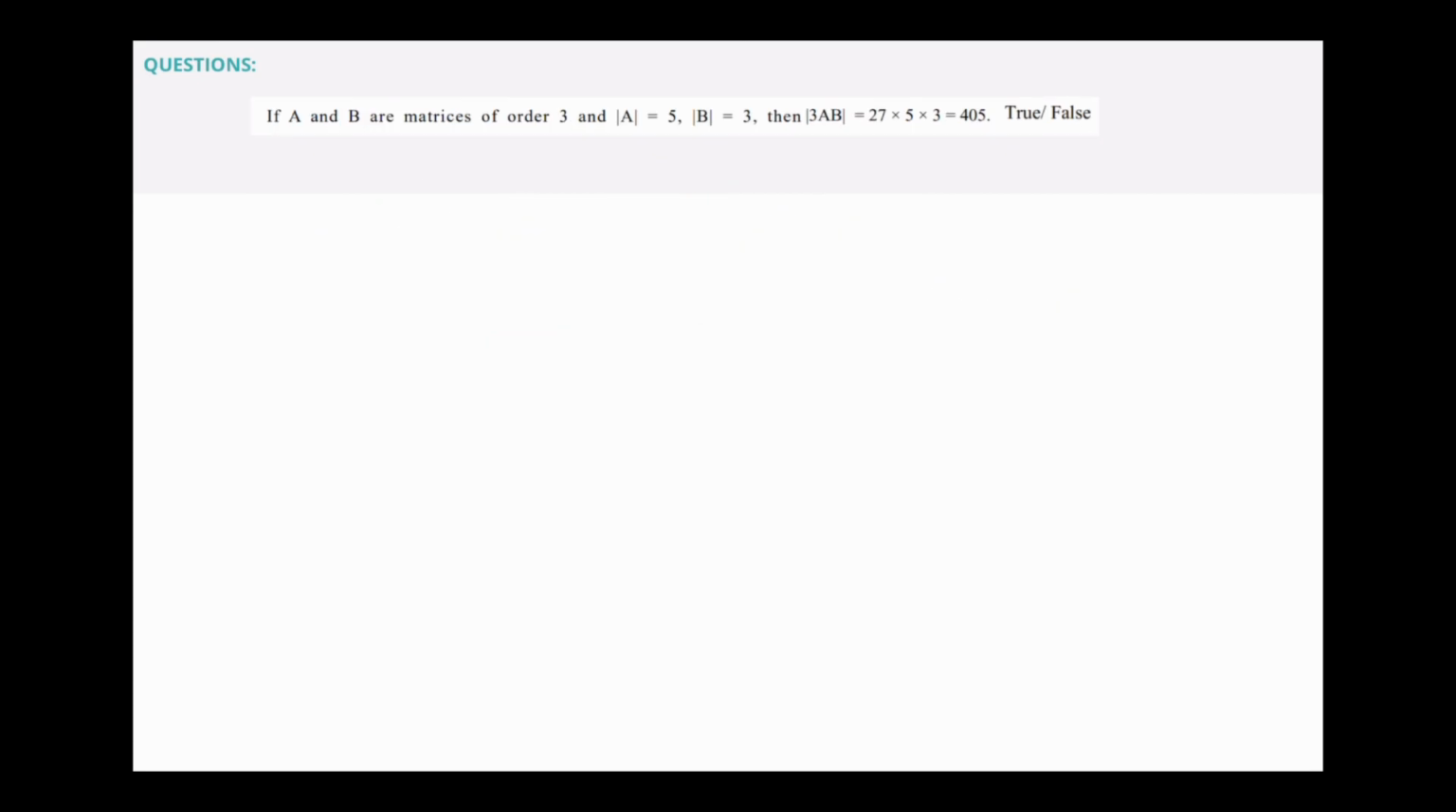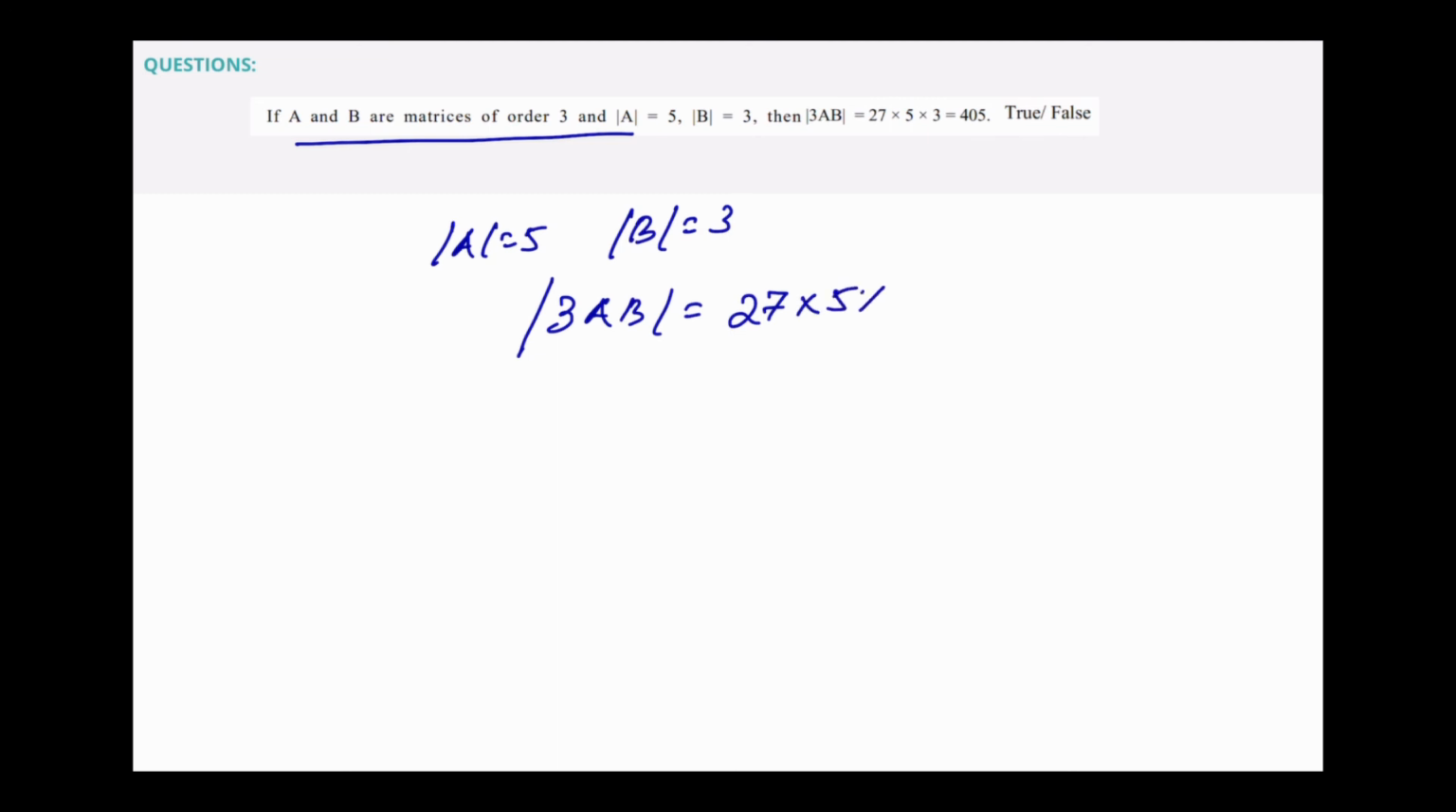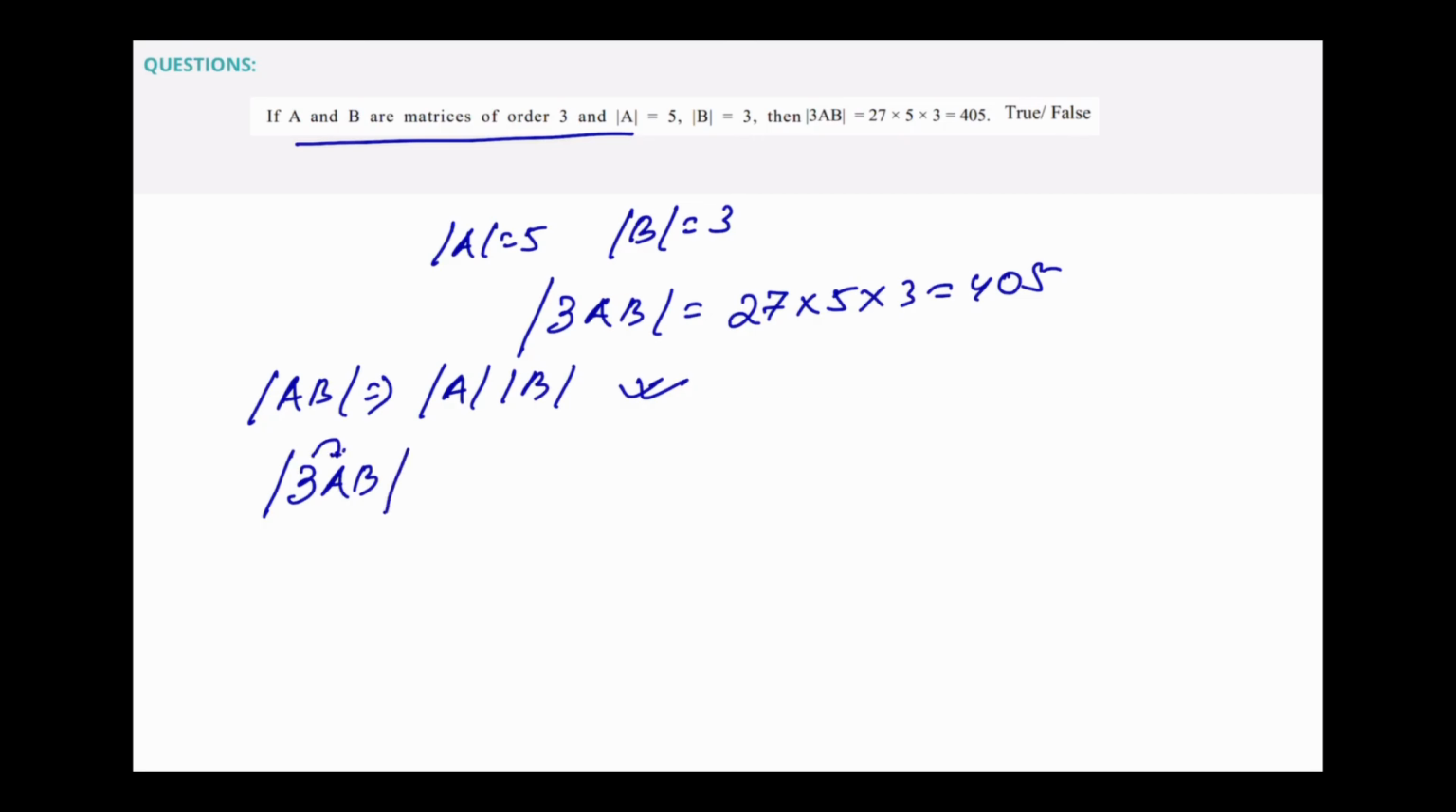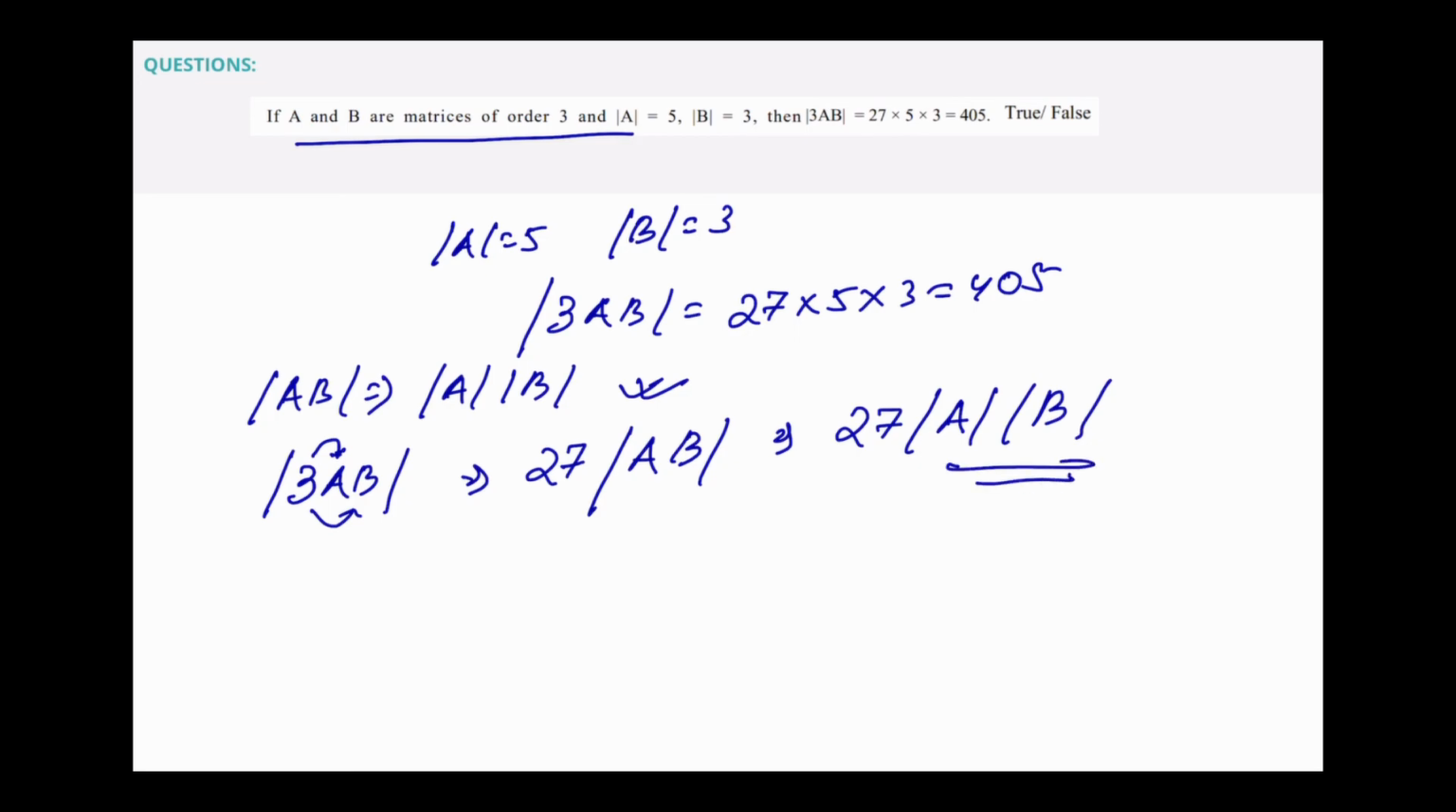Now in this question, a very simple one, A and B matrices are of order 3. Det of A is equal to 5, det of B is equal to 3, and they have given det of 3AB is equal to 27 into 5 into 3, and that is equal to 405. They're asking whether it is correct or not. So we know det AB is very simple. We can just take it out: det A into det B. That is pretty correct. But the moment we have 3 of AB, it means that inside the determinant, this 3 is multiplied to the matrix AB. So it will come outside as 27 of det AB, and that det AB can be written as det A into det B. So done. We'll get the value 405, and that is correct.